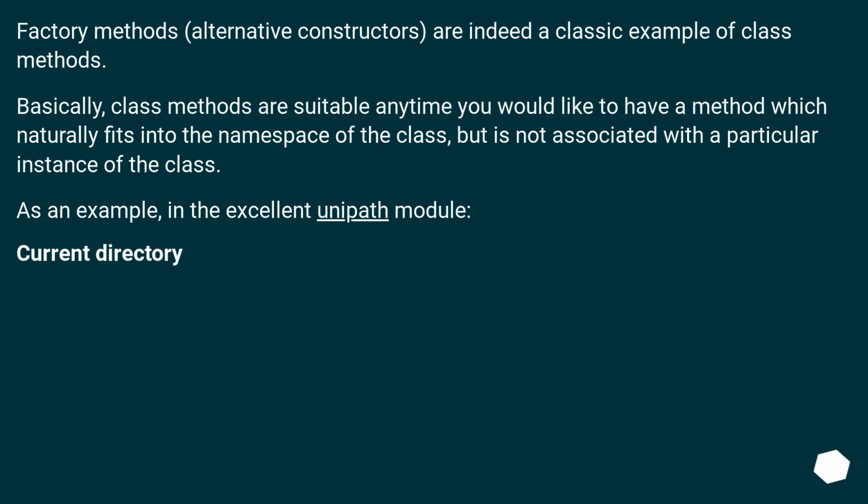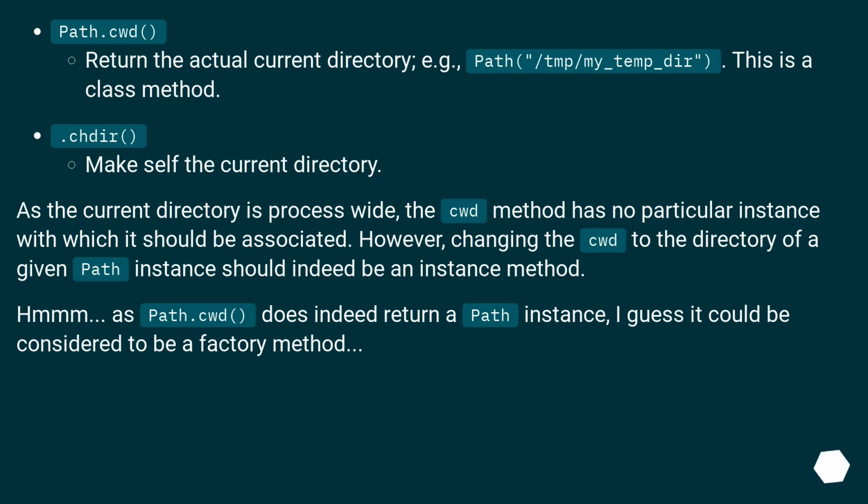As an example, in the excellent UniPath module, path.cwd returns the actual current directory, for example, /tmp/my_temp_dir. This is a class method. .chdir makes self the current directory. As the current directory is process-wide, the cwd method has no particular instance with which it should be associated. However, changing the cwd to the directory of a given path instance should indeed be an instance method. As path.cwd does indeed return a path instance, I guess it could be considered to be a factory method.